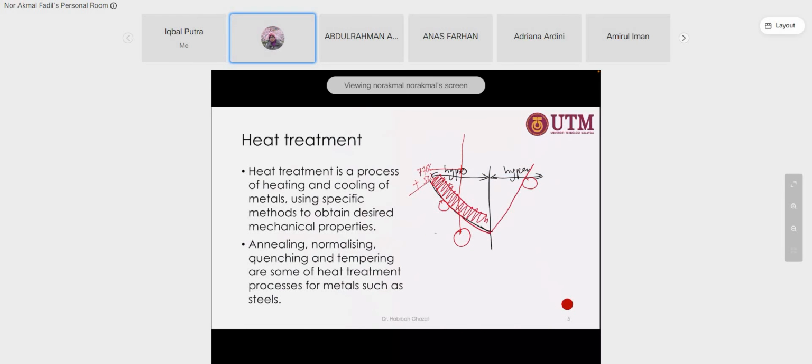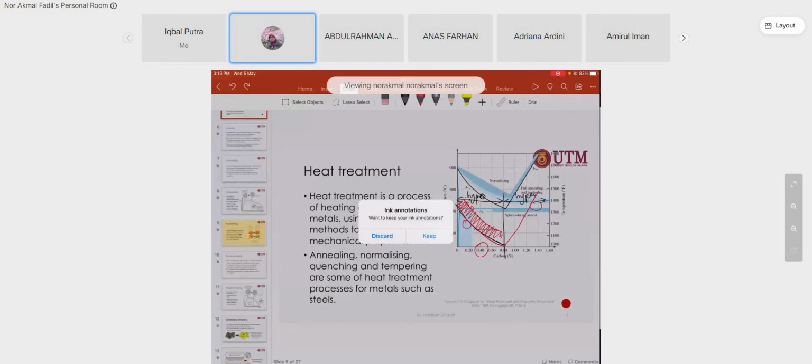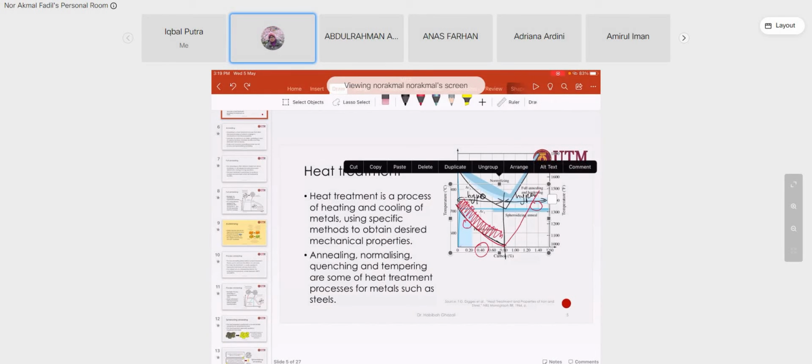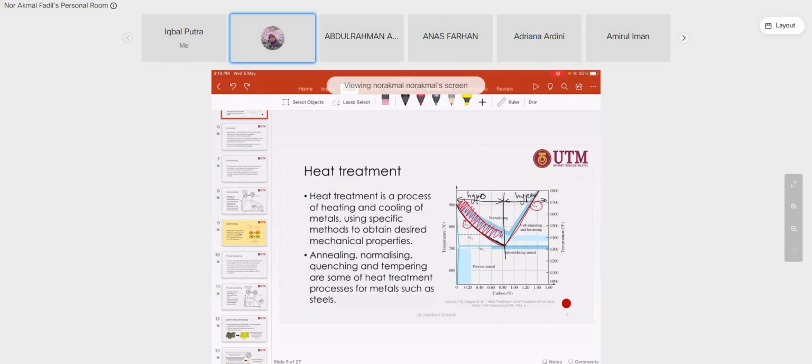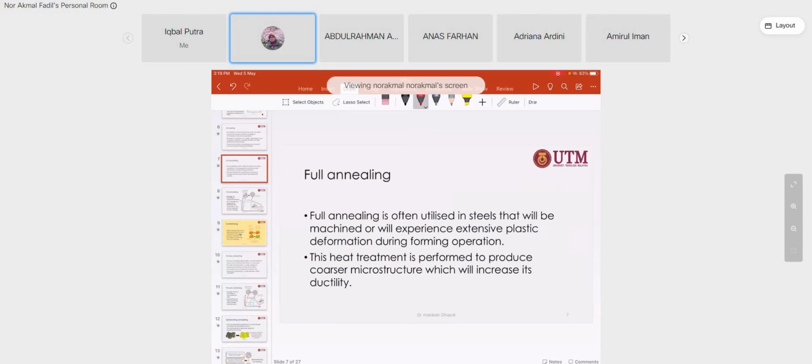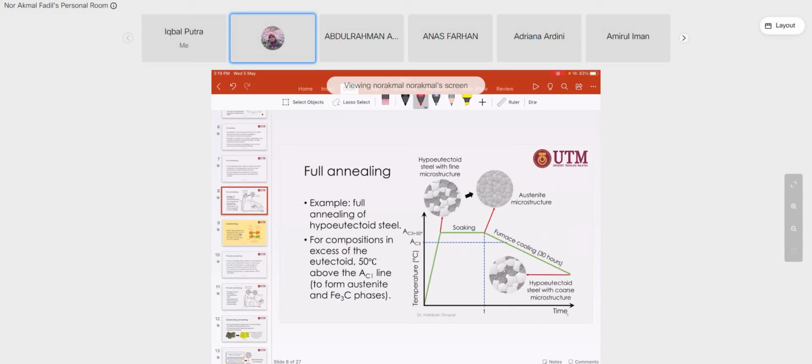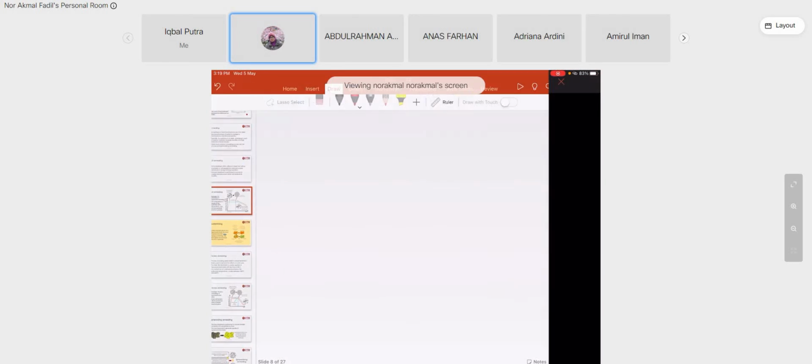Okay, you cannot simply choose the temperature that you want. There are rules that you have to follow: if it is a hypoeutectoid alloy, you need to take this region. If it is a hypereutectoid alloy, you take from this region. So this is the temperature that you choose.